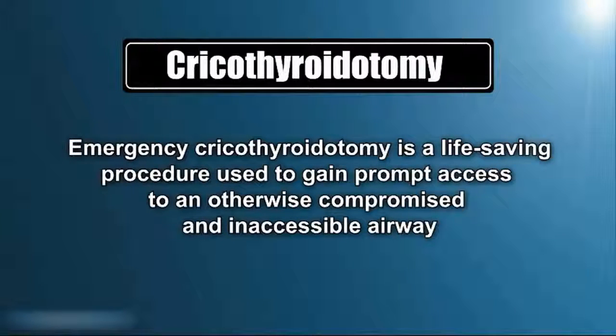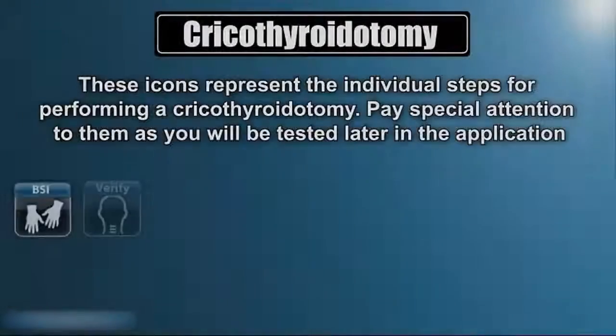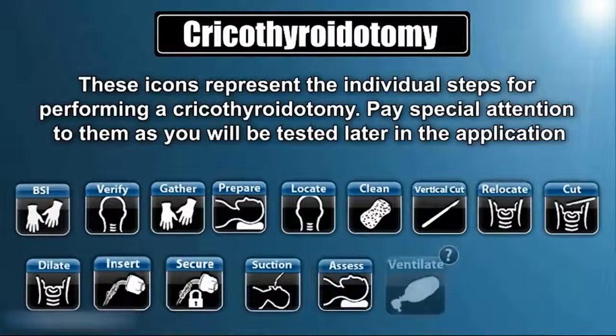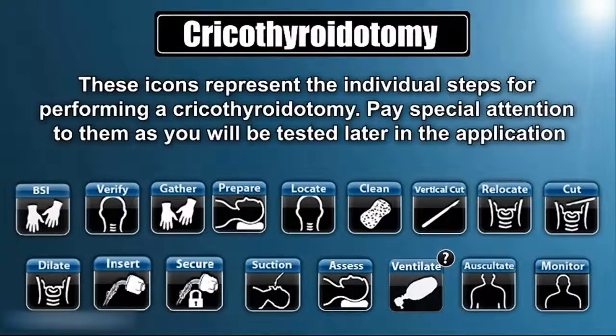Emergency cricothyroidotomy is a life-saving procedure used to gain prompt access to an otherwise compromised and inaccessible airway. These icons represent the individual steps for performing a cricothyroidotomy. Pay special attention to them.